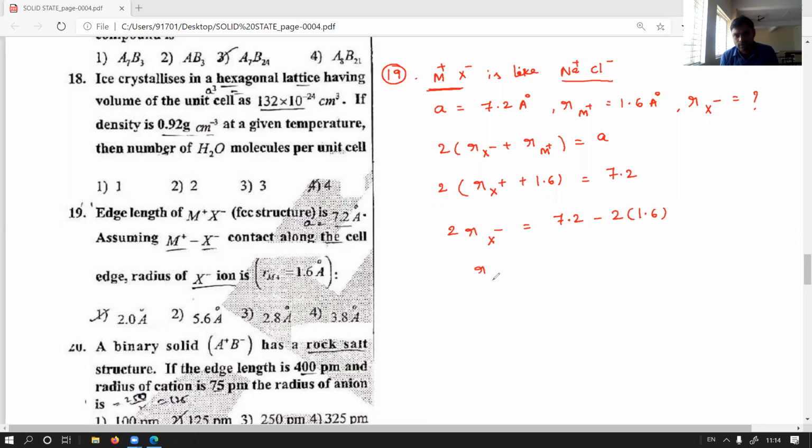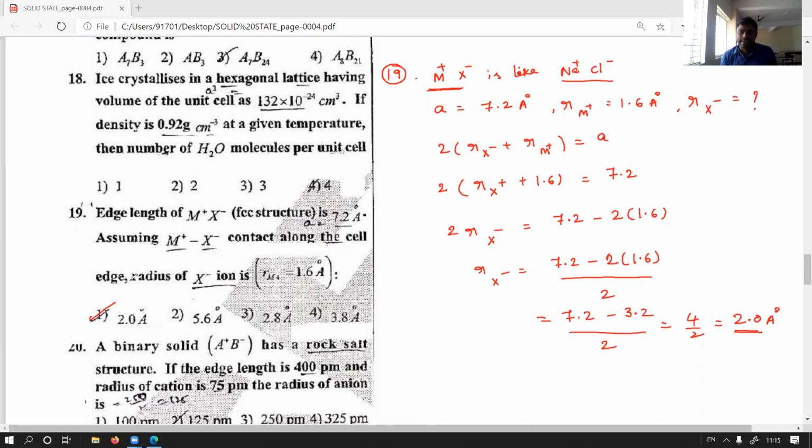Then the radius of X minus is equal to 7.2 minus 2 into 1.6, by 2. See, that is nothing but 7.2 minus 3.2, by 2, which is nothing but 4 by 2, which is nothing but 2 angstrom units, or 2.0 angstrom units. Okay, the correct answer is first option.